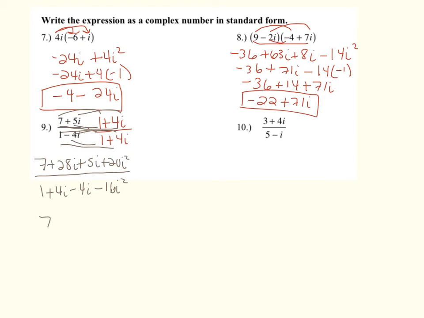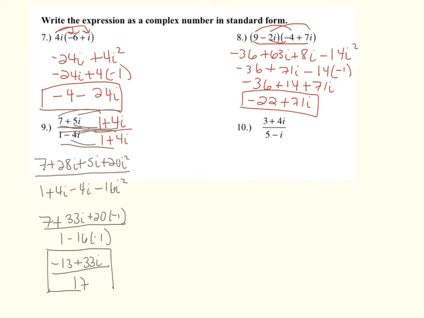So in the top, I'll have 7 plus 33i plus 20 times negative 1 over 1 minus 16 times negative 1. And so we can already see the i's dropped out of the denominator, making it rational. In the numerator, I'm going to combine the 7 with the negative 20 and get negative 13 plus 33i. Negative 16 times negative 1 is positive 16, plus the 1 is 17. So my standard form with the rationalized denominator is negative 13 plus 33i over 17.